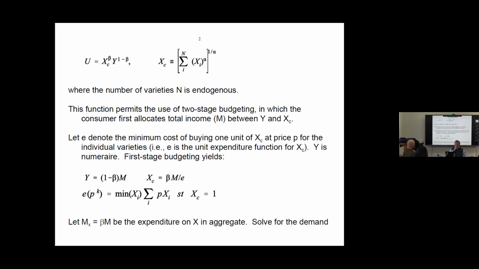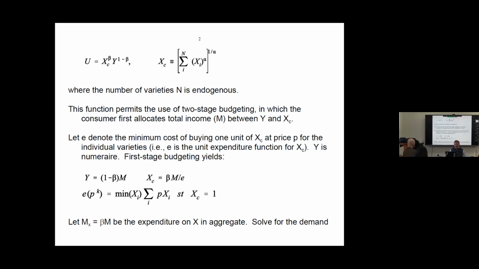Okay, this function permits what we used to call 2-stage budgeting. I guess we still do. And you can think of the consumer as first allocating total income between the Y and the X sectors. Did a little bit of this on Monday. Let E denote the minimum cost of buying 1 unit of X. So it's the expenditure function at a price P for the individual varieties. Good Y is the numeraire.